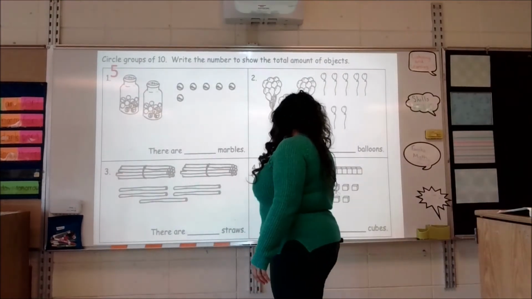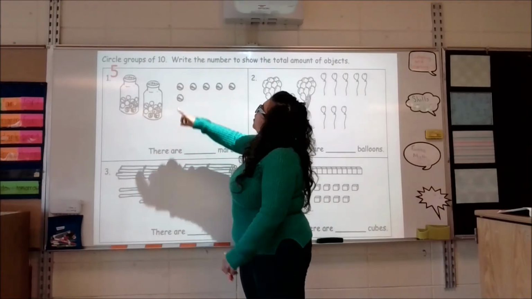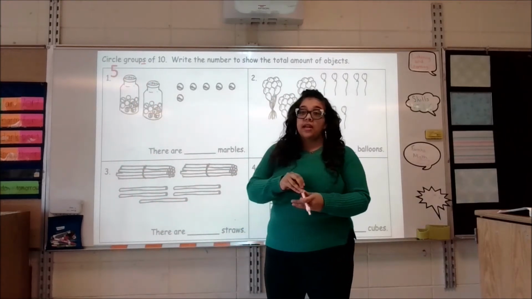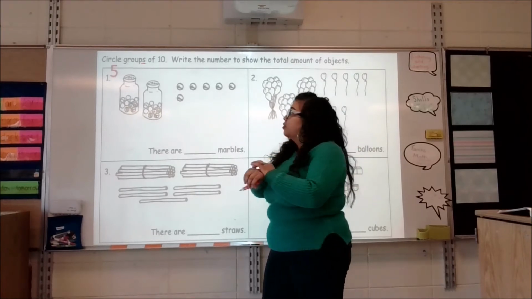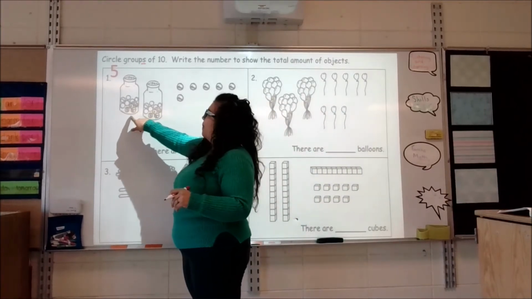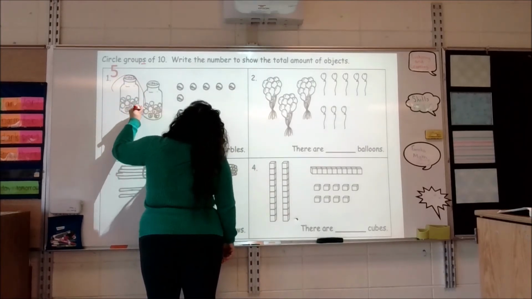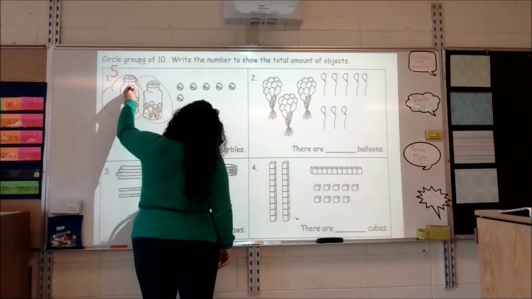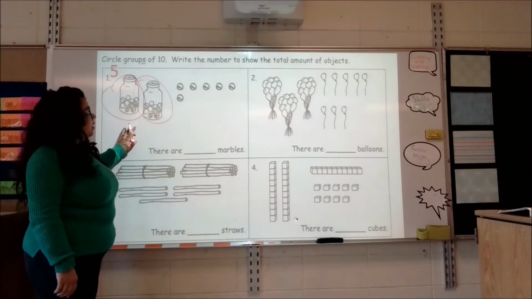So, for number 1, here we are. We're going to circle the groups of 10, because sometimes we have more than one group of 10. Now, how many groups of 10 do you see? We see 1 group of 10. We see 2 groups of 10. So say 2 10. That's the 10 way. 2 10.